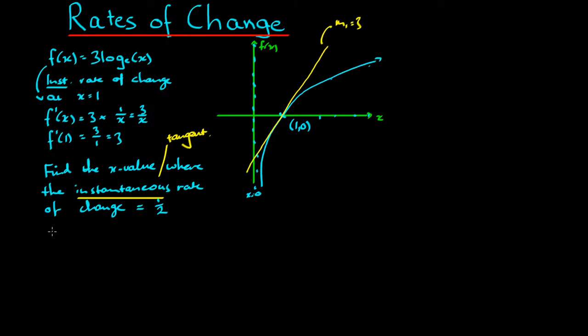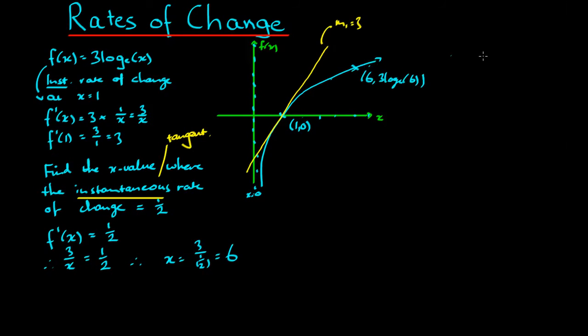So the way we solve this is we say, okay, the gradient, f dash x, has to equal 1/2. F dash of x is equal to 3 on x. So therefore 3 on x has to equal 1/2. Therefore x is equal to 3 divided by 1 on 2, which is 6. So, not to scale, we might put a point here, 6, and then 3 log e 6. The gradient of the tangent at that point is equal to 1/2. So the answer is x is equal to 6.